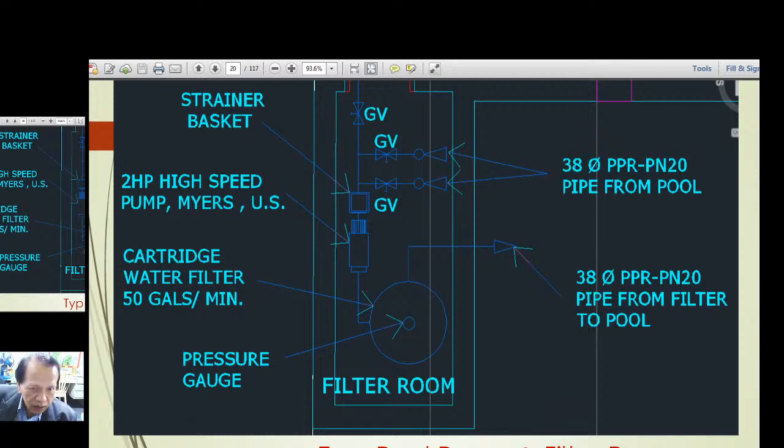Call out. And then here you have the pressure gauge on this tank. And then the cartridge water filter, 50 gallons per minute capacity, flow rate. 2 horsepower high-speed pump. It mentions the brand Myers US. And here we have a gate valve, then another gate valve here, and the strainer basket here. So the strainer basket is at the discharge of the pump.